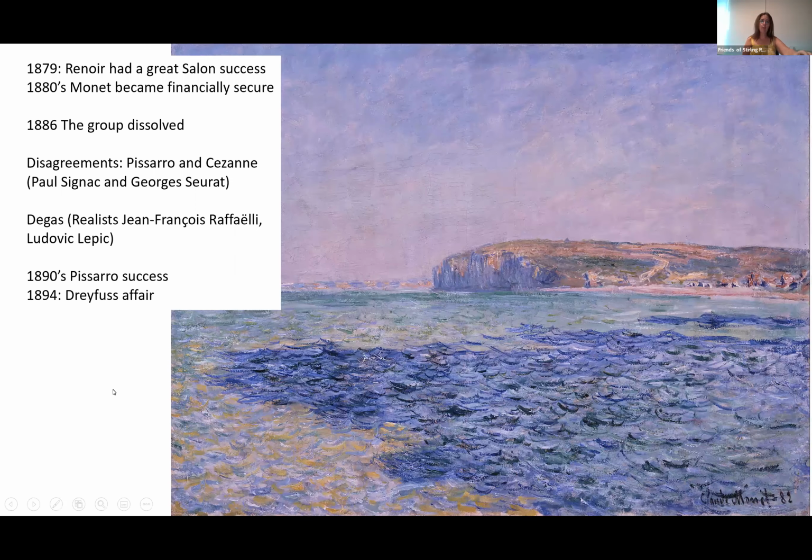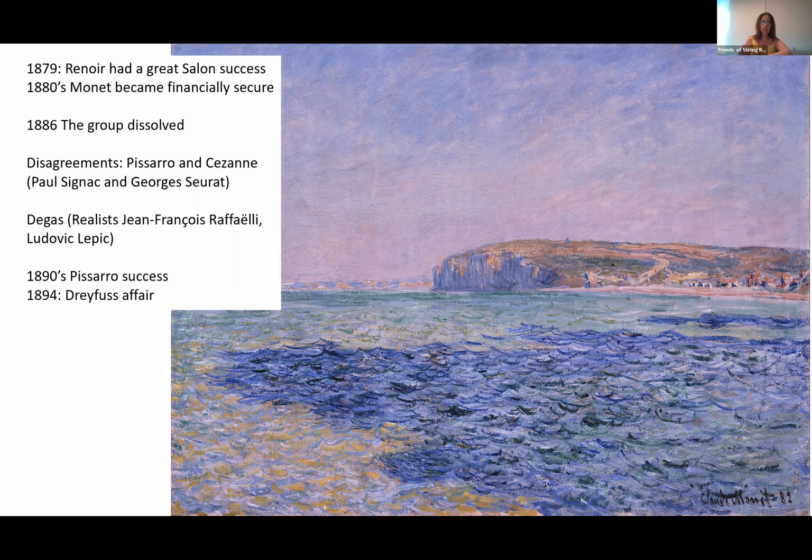So I have to mention, Renoir had a great salon success in 1879. By the 1880s, Monet became financially secure. The group dissolved in 1886 after those 8 exhibitions. There were a lot of disagreements.